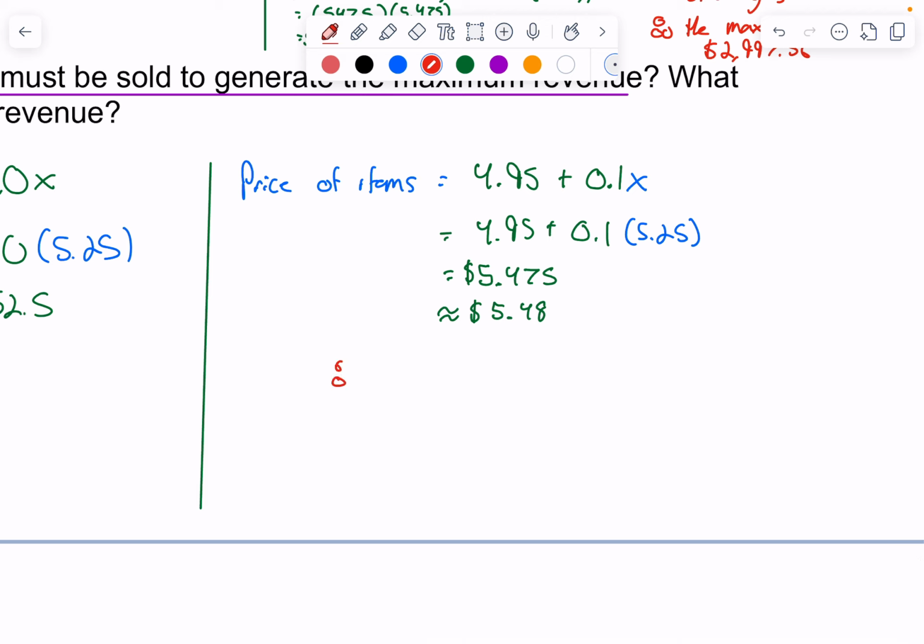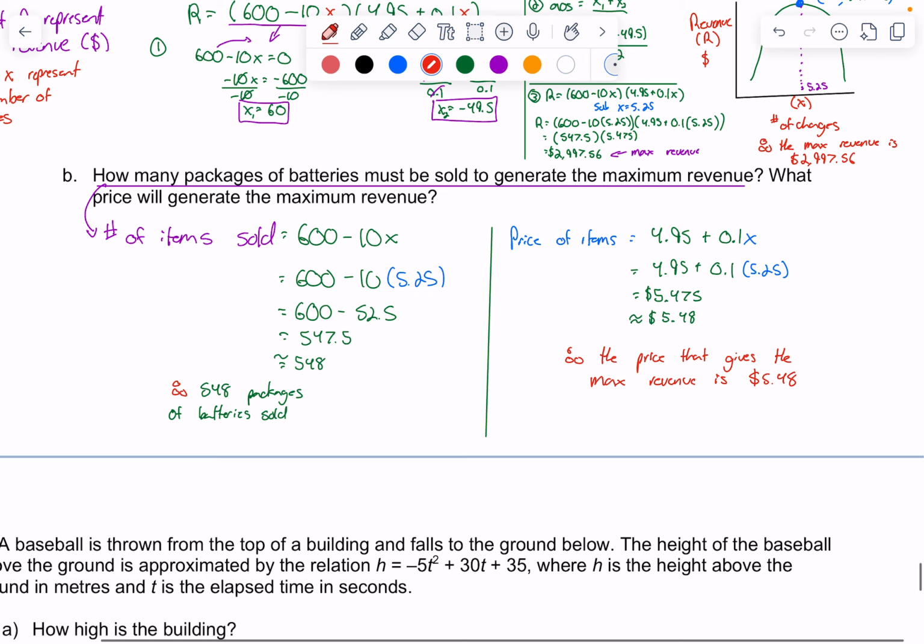So therefore, the price that gives the max revenue is $5.48. Okay.